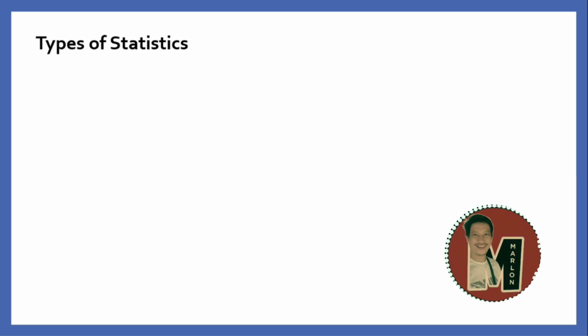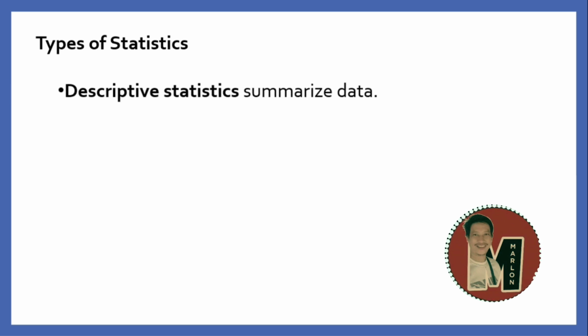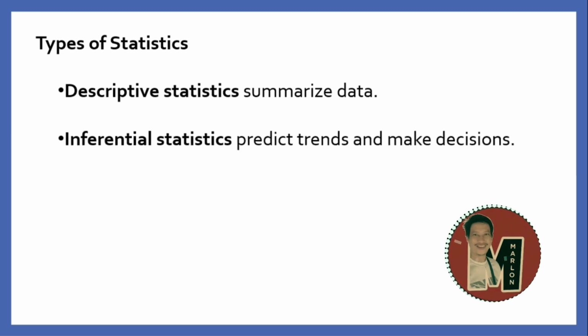Types of statistics. Descriptive statistics summarize data. Descriptive statistics are used to describe and summarize data through measures like mean, median, and mode. For example, in a class of 30 students, calculating the average score on a test, the mean, gives a summary of overall performance. And we have inferential statistics, which predicts trends and makes decisions.